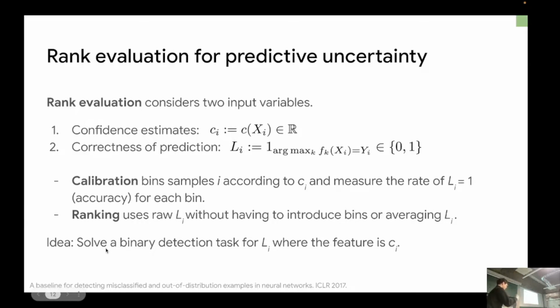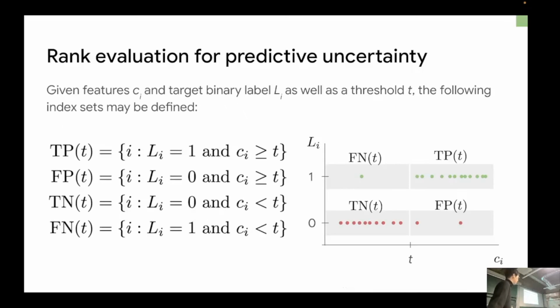So given the feature, which is given by the model's confidence level, you wish to detect samples that are correctly predicted by the model. And since this is a binary detection task, you have natural notions of precision, recall, true positive rate, and so on. So I'm going to go over some of the basic evaluation techniques here.